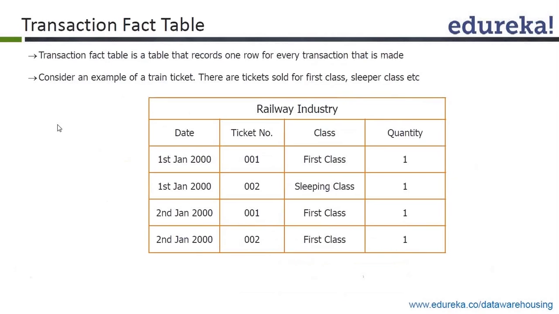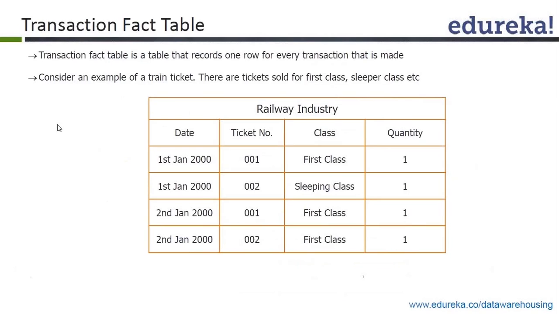Likewise on 2nd of Jan, 2 tickets for first class were sold. So you see that every transaction the railway industry went through, every ticket it sold on that particular day, has a record in this fact table, a single record. So there is no summarized record, there is no quantity 2. So every transaction has 1 record.